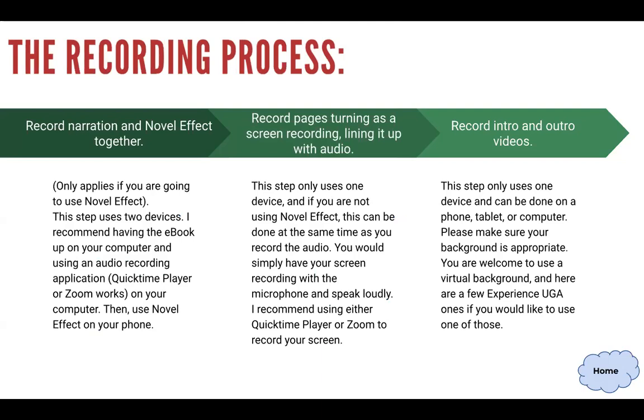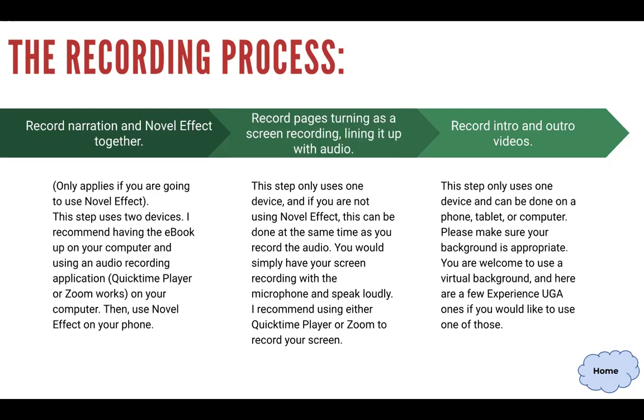Okay, the recording process. You start by recording the narration and Novel Effect together. I'll get into the details. Don't worry, this isn't the only slide. If you're not going to use Novel Effect, you can skip this step. But you record the narration and then save it as an audio file. I use QuickTime Player. You can also use Zoom. I can't train you with Zoom while we're on Zoom, so I'm going to train you using QuickTime Player. But the videos in this presentation will also show you Zoom, and I can always send asynchronous trainings of how to do it with Zoom if you would like that.